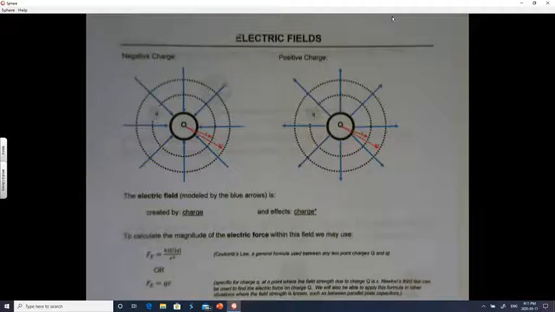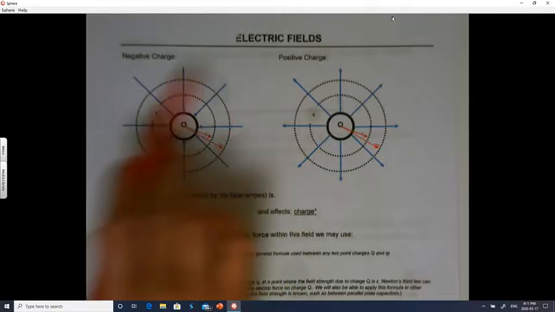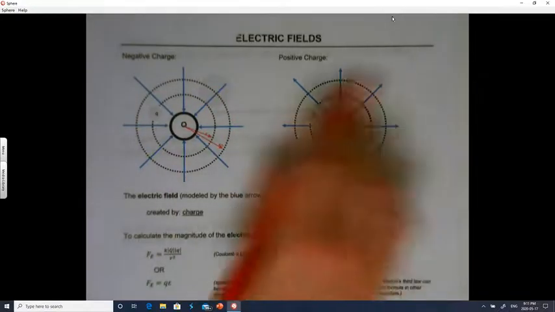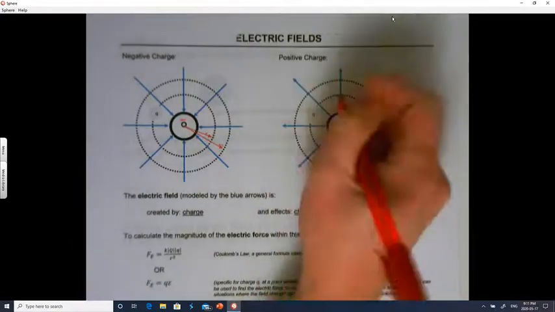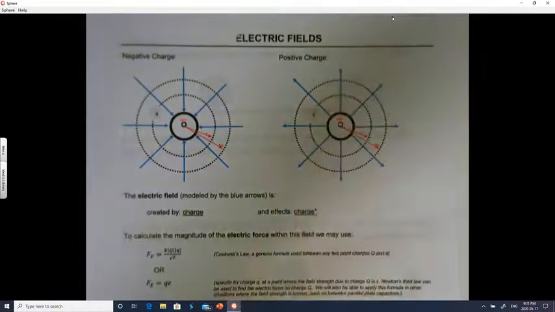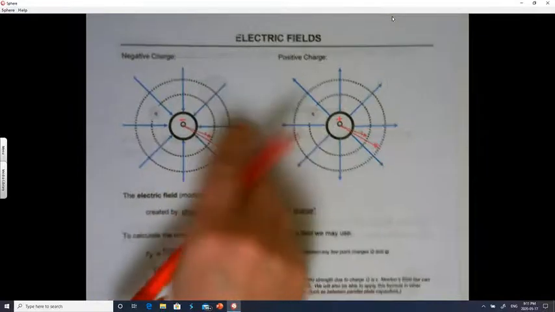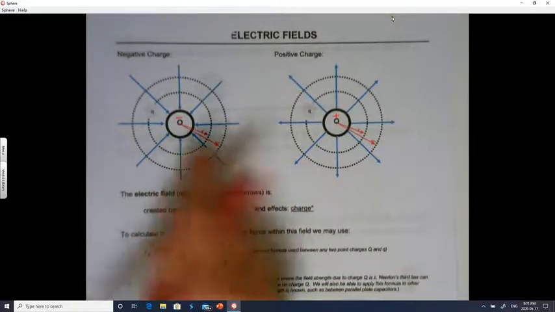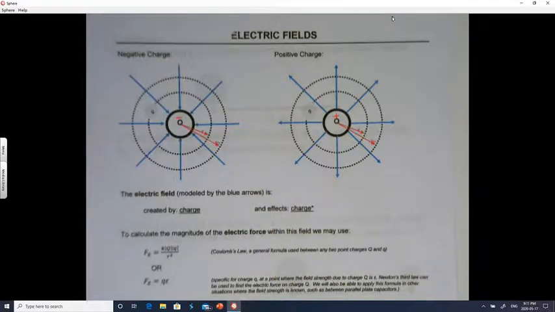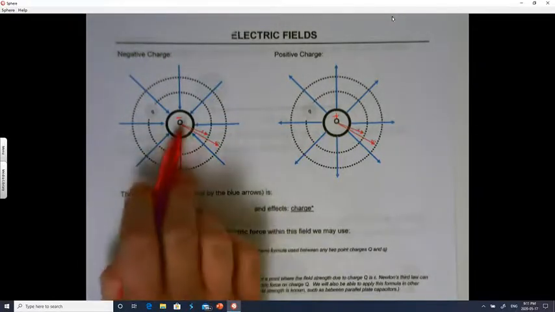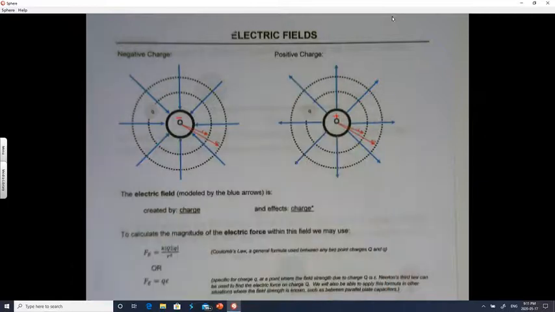Now, what we can see up here at the top is the electric field around a negative charge and a positive charge. Now, we can tell that this charge here is negative and that this charge here is positive because of the direction of these blue field lines. So remember that electric field is going to follow the direction of a positive test charge, which is towards a negative and away from a positive.